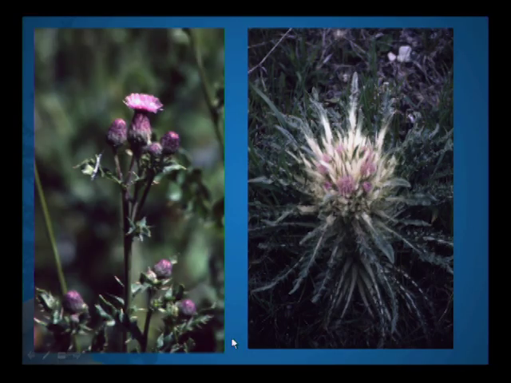Another example would be thistles. So spotty knapweed, Canada thistle are a couple of examples, and thistles are really taking over the ecosystem as well. So again, these weeding crews are really important to try to keep these alien species down.